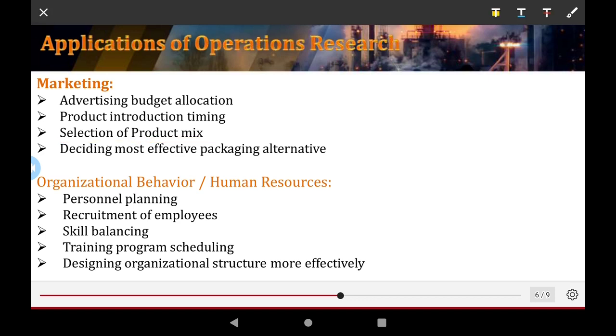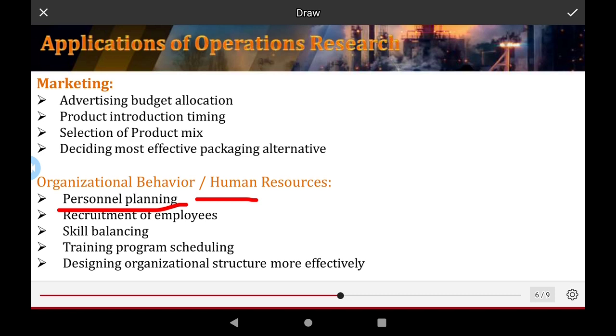Operation research is also used in organization behavior and human resources. Application of operation research in organization behavior and human resources is a most important field in society. You take up personal planning for your organization. Suppose your plant location has 100 workers or 10 workers.